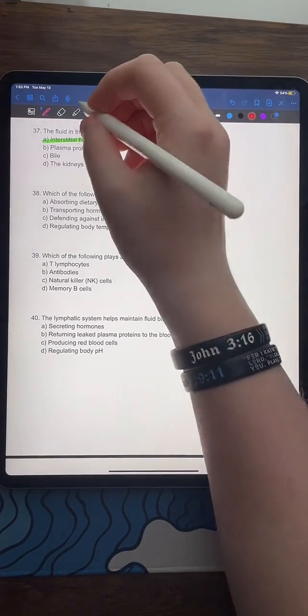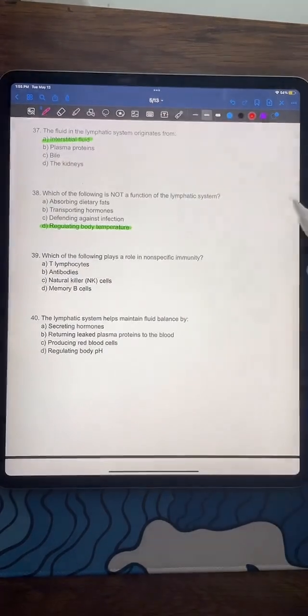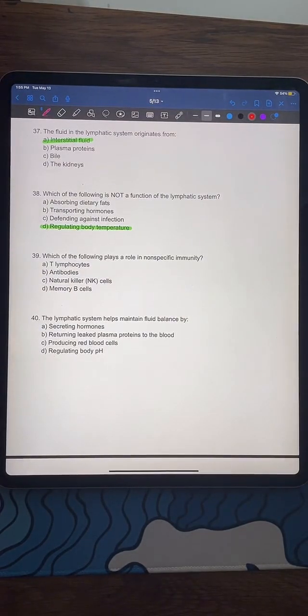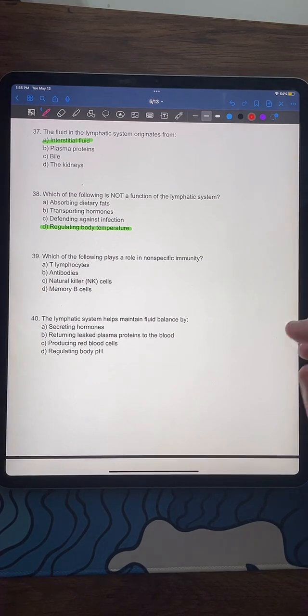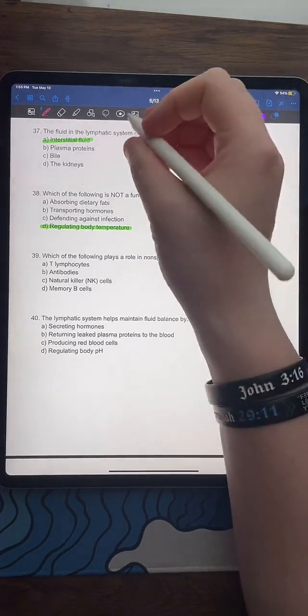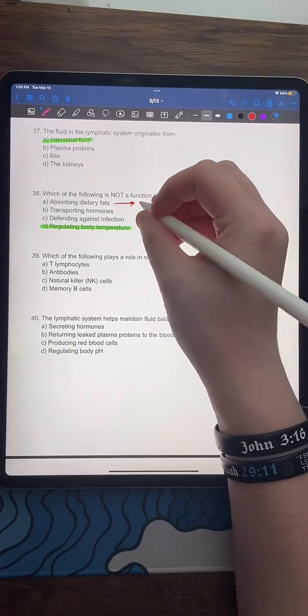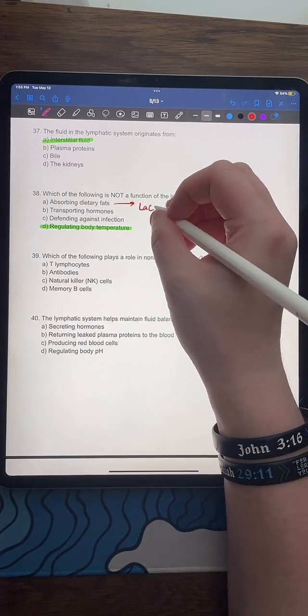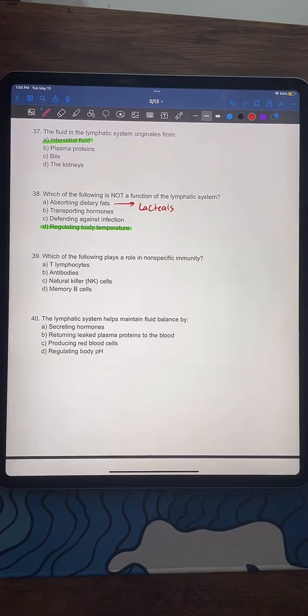So the answer is D. The lymphatic system does not regulate body temperature. Body temperature is managed by the circulatory and nervous systems. Absorbing dietary fats is true. The lymphatic system absorbs fats in the small intestine via lacteals. Transporting hormones: some hormones do travel through the lymphatic system, though it's not its primary function, and they typically end up back in the bloodstream. Defending against infection is the main role.